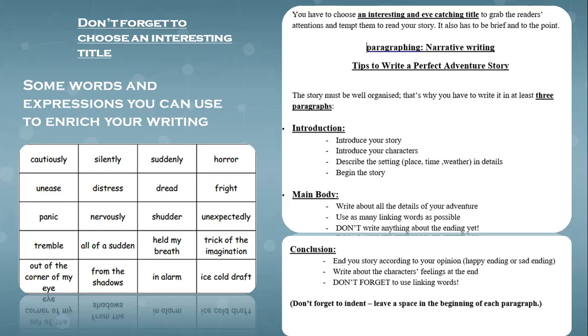Out of the corner of my eye, like when I'm not really looking straight, but I'm looking by the side of my eye. Silently, with no sound. Distress, that's a lot of frowning and discomfort. Nervously, when someone is not calm. All of a sudden, that's a surprise, that's shocking, like something that happened without a warning. From the shadows, that means something that wasn't expected, something was hidden.